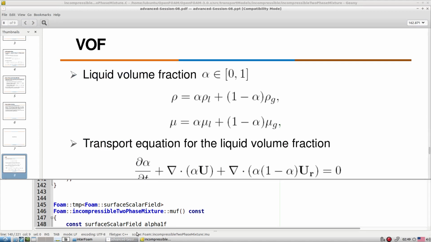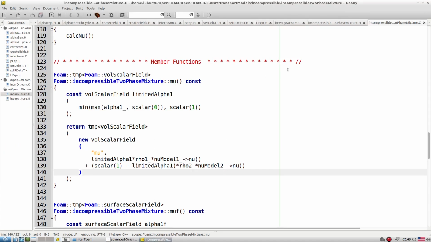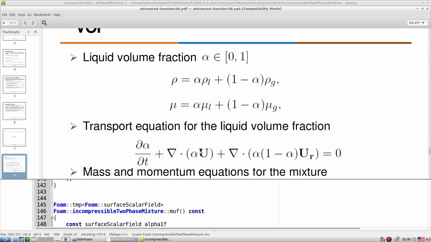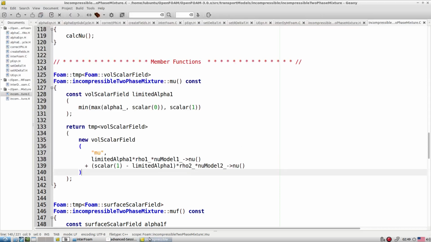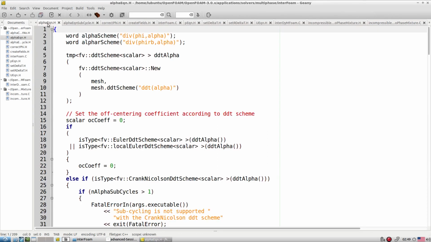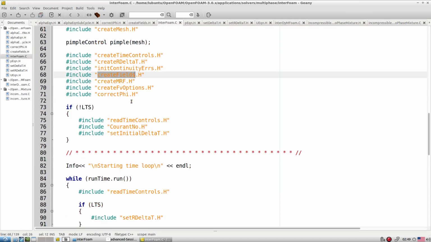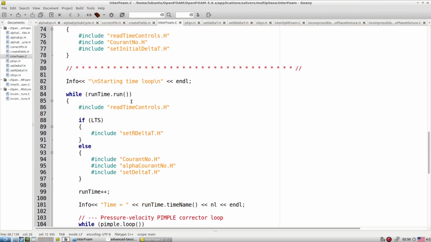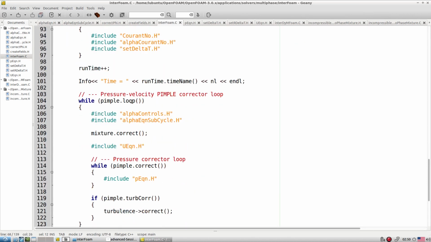So these equations we will see from this area, the two-phase transport model area. Then we have another equation, the alpha equation. That is nothing but the liquid volume fraction equation, which we are going to solve as the alpha equation. Let me first start with interFoam so we have an idea about that. So we are starting the calculations.